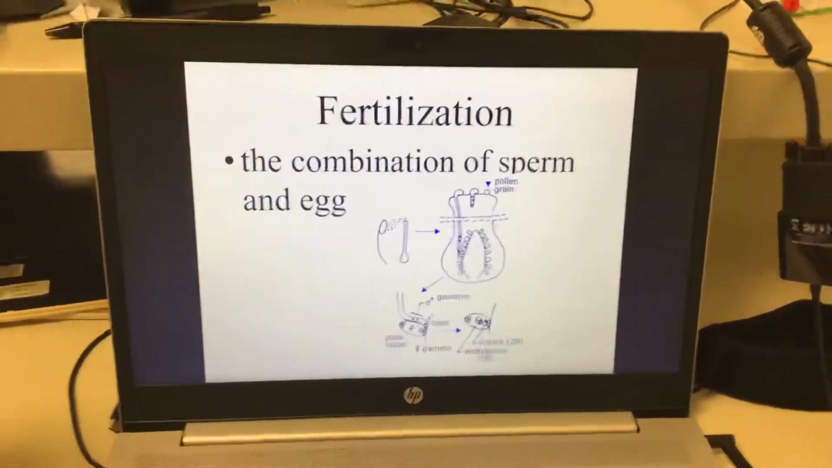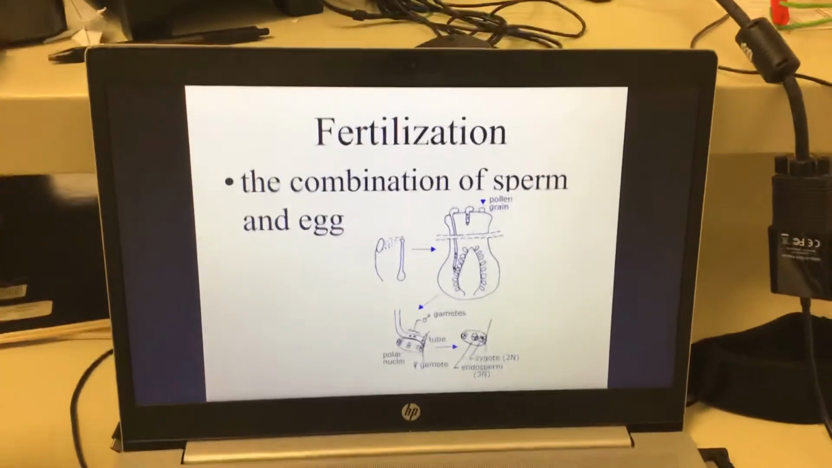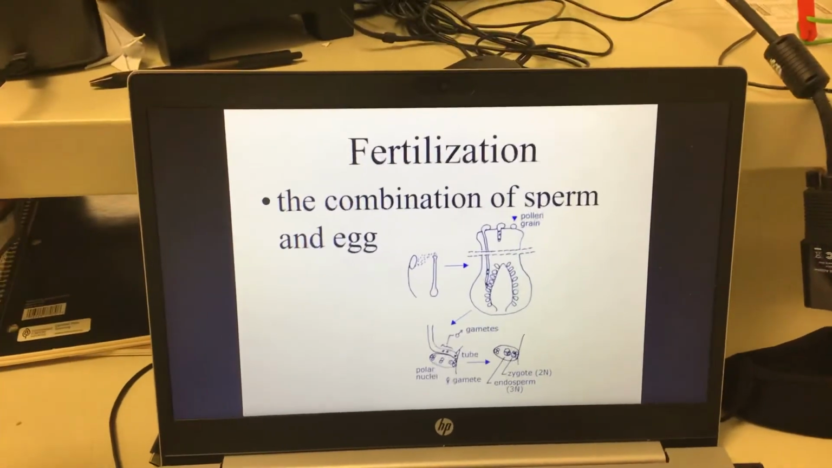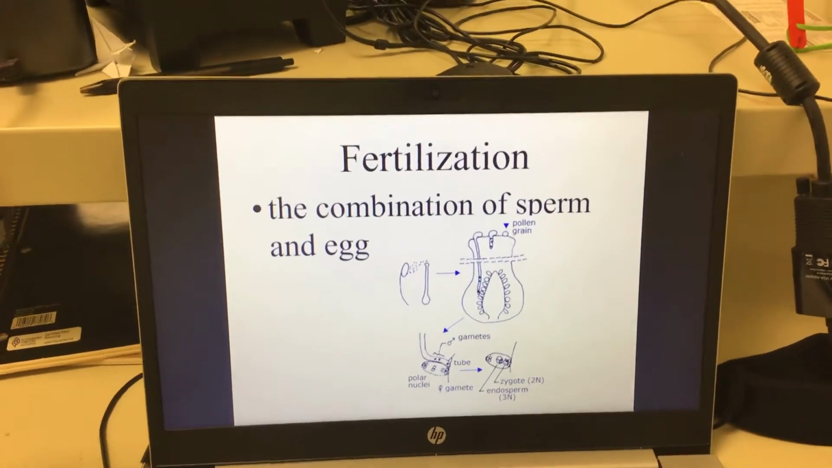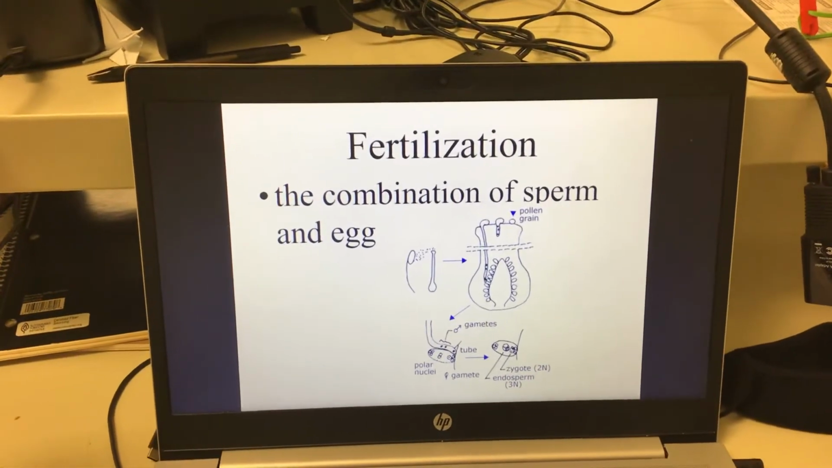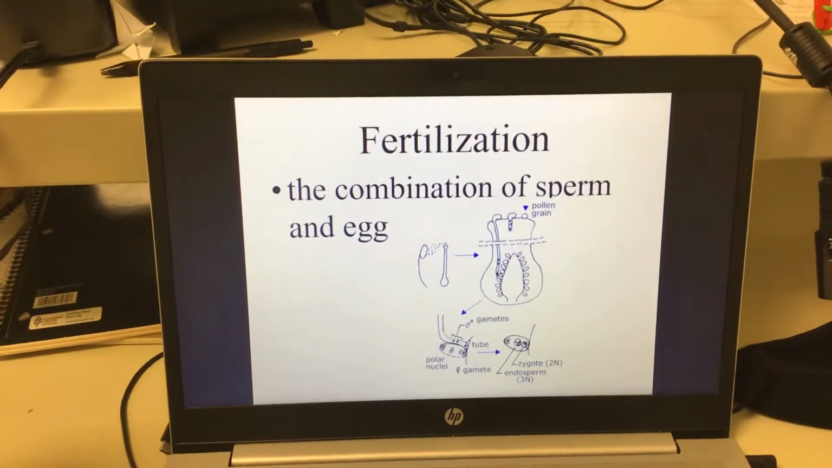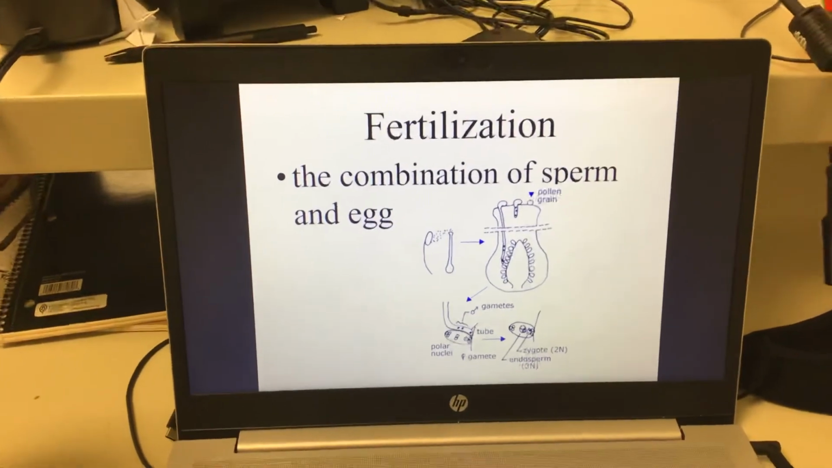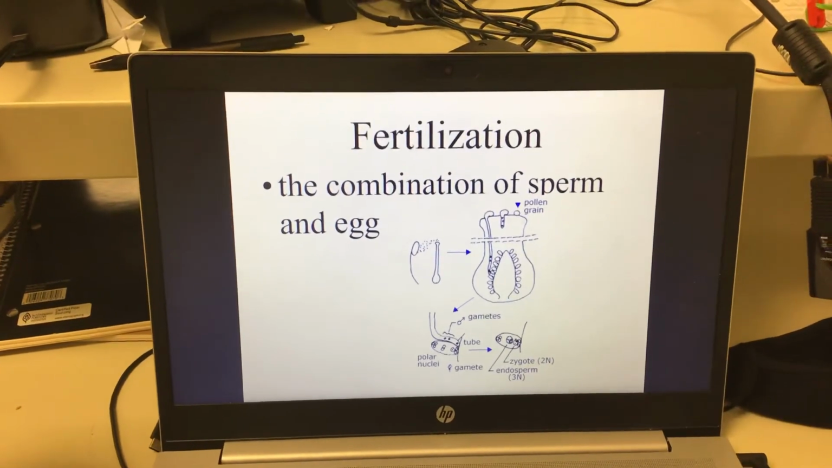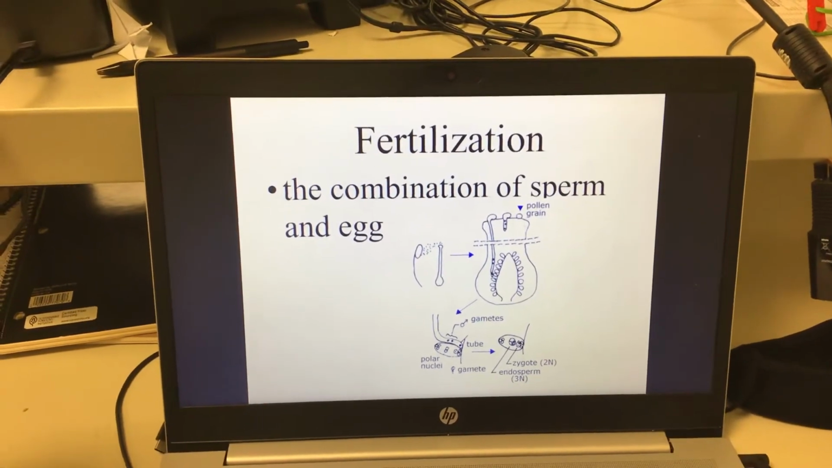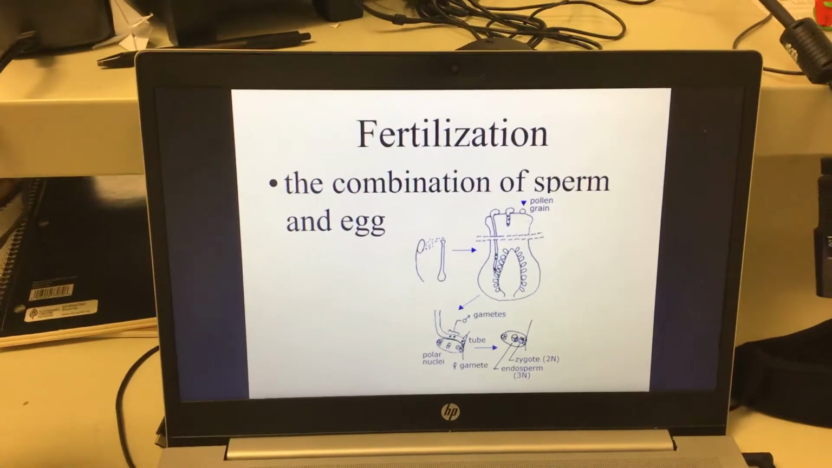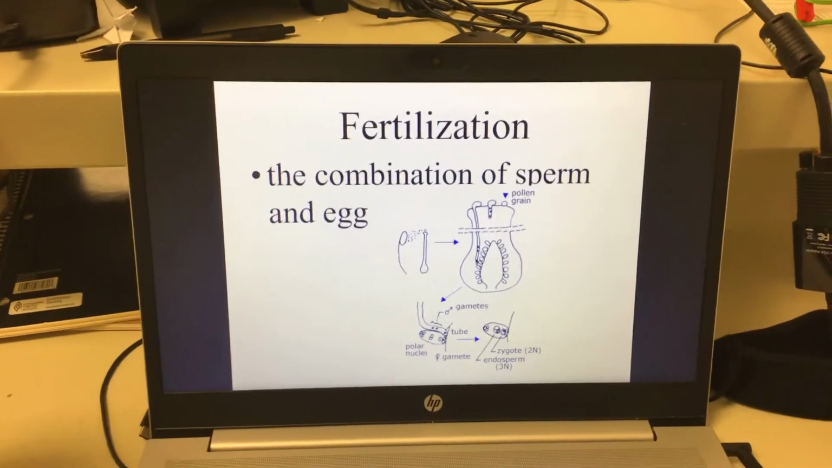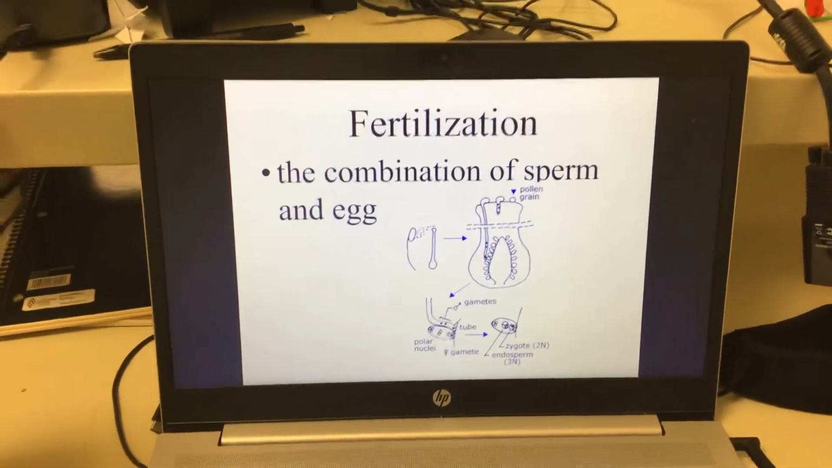I do want you to write this down. Pollination is taking pollen, which contains sperm, from the stamen, the boy part, to the pistil, the female part, where the egg is. Fertilization is where the sperm and egg combine. So fertilization, the combination of sperm and egg. Remember that whole 23 chromosomes of sperm, 23 chromosomes of egg when we were talking about humans? Well, it's back. This is fertilization.